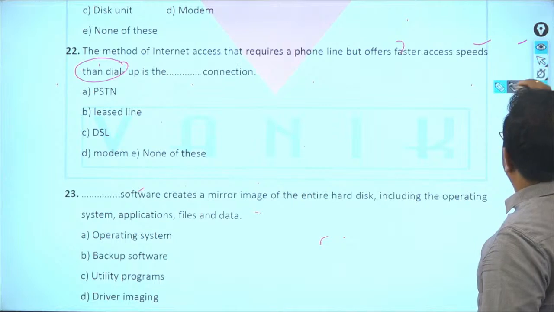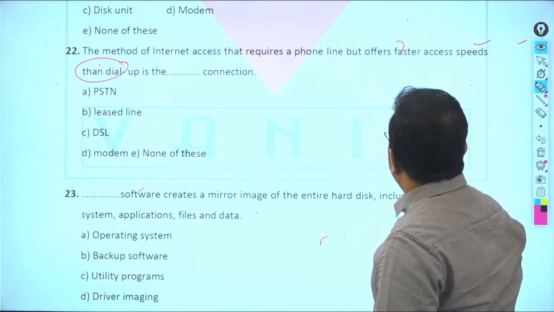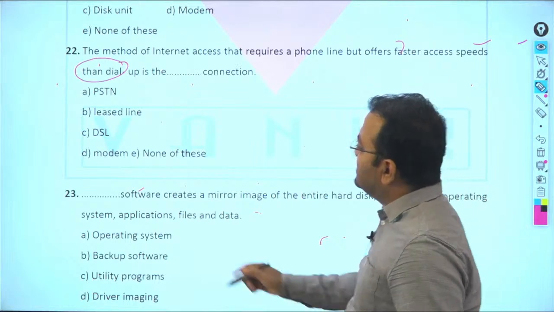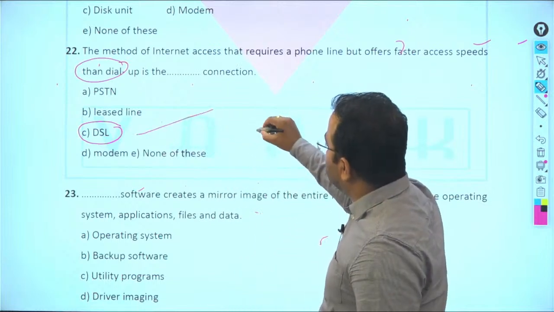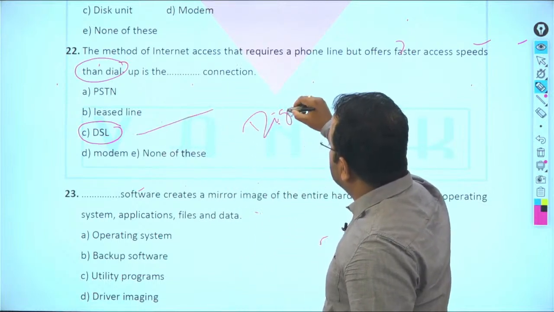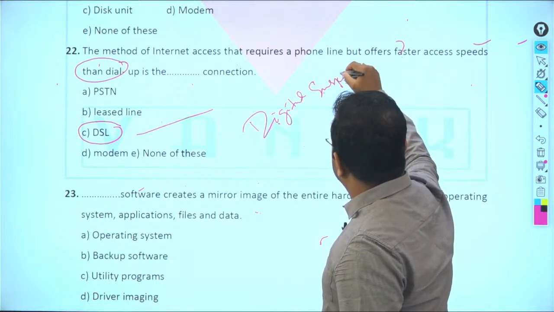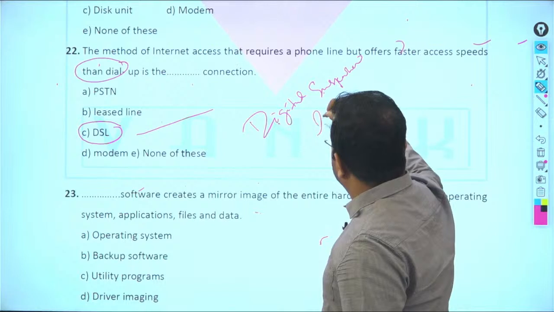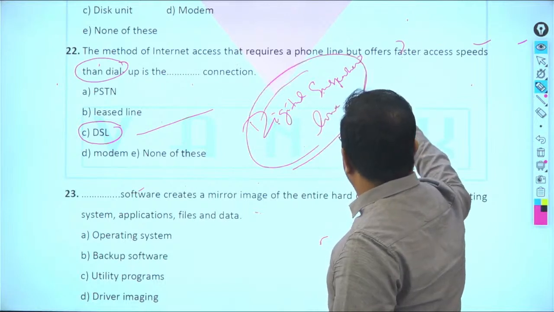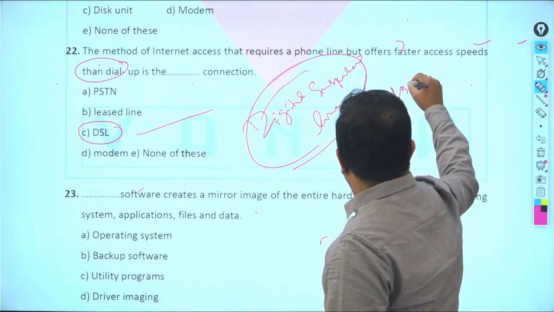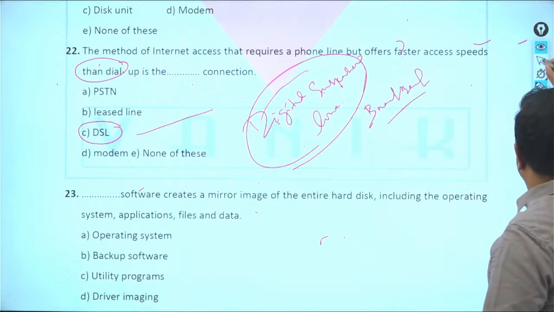Question number 22 has asked, the method of internet access that requires a phone line but offers the fastest access. This is nothing but your DSL. It stands for digital subscriber line, DSL, and normally it is known as broadband connection, broadband.